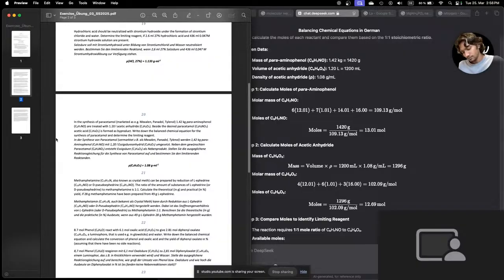Now, number of moles equals mass per molar mass, which gives 1296 by 102, which gives 12.70. The significant figures are 3, so 12.7 moles.